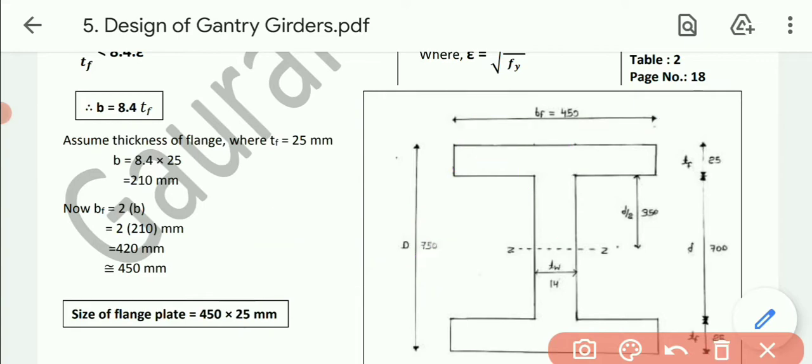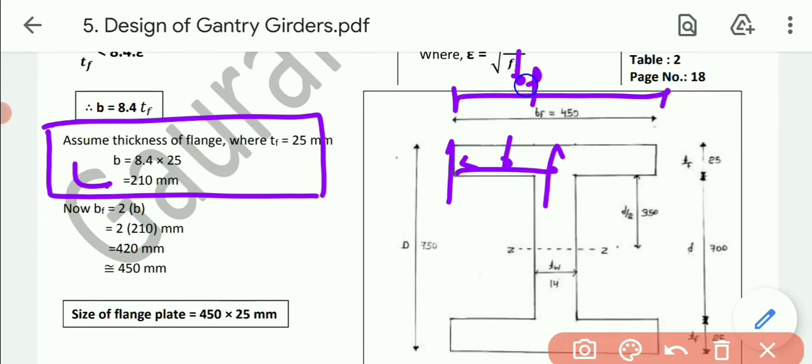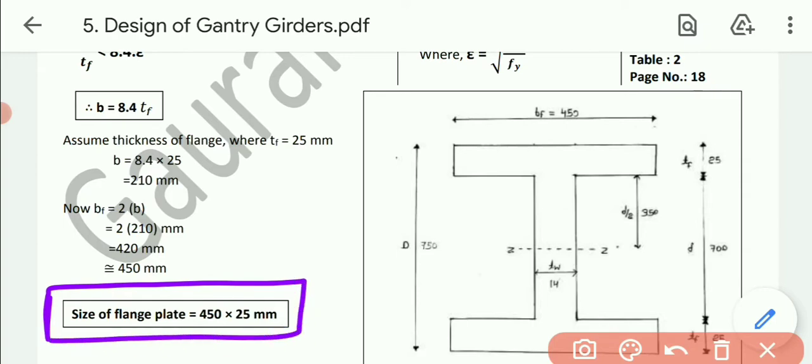I have already assumed t_f as 25. Let's put down this value and calculate b. So b will be 8.4 into 25. So I've got the answer b as 210. B means this dimension from center to edge. I can use the parameter b_f equals twice b. Now b's value is 210, so 2 into 210 is 420. Ultimately the round figure value will be 450 mm. So finally I got the dimension of the flange as 450 by 25 mm.